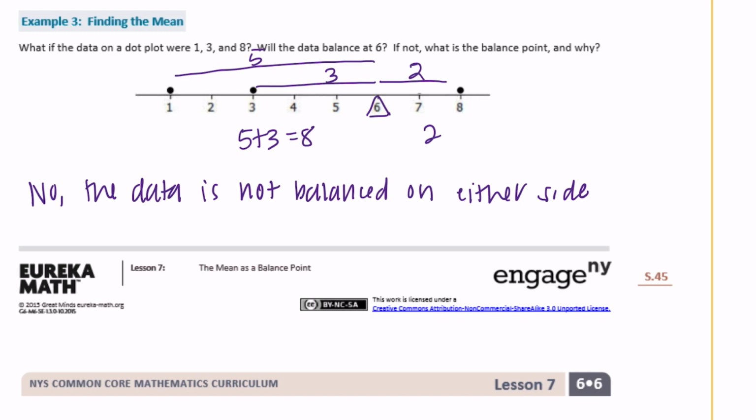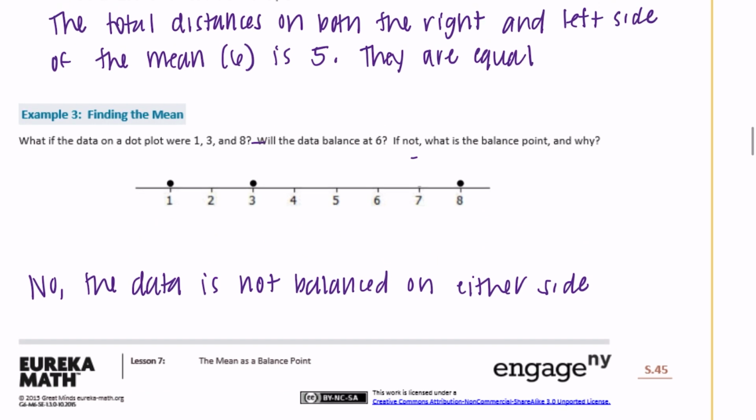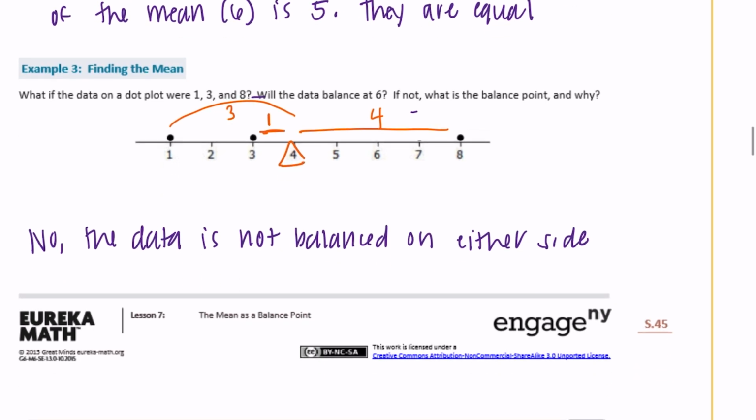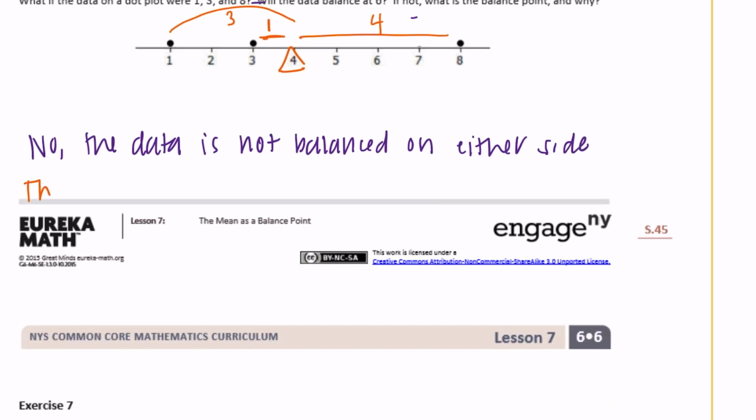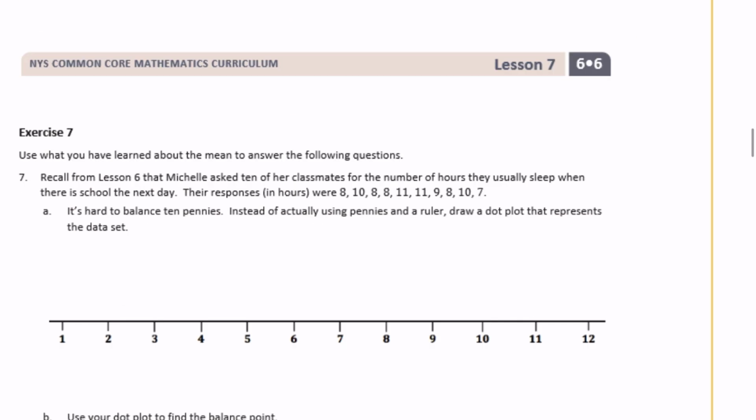So what would it be? Well, let's try, maybe if we move it down, instead of 6, it's going to have to be closer to 1 and 3. So maybe let's try 4. See if 4 would work. So here the distance is 1, and here the distance would be 3. So that's 4, and the distance from 8 to 4 is 4. So yes, the balance point would be 4, or the mean. The balance point is 4.